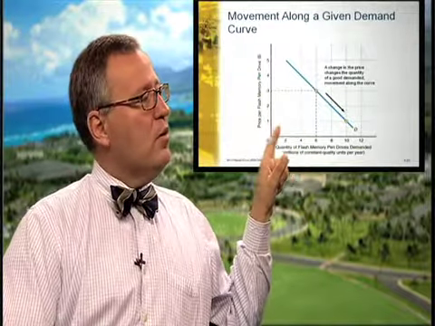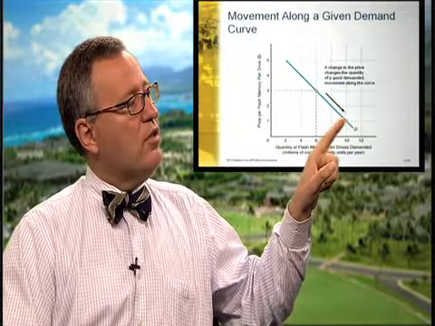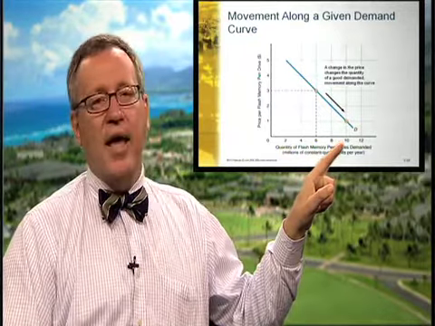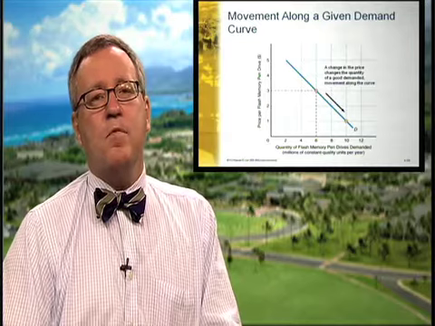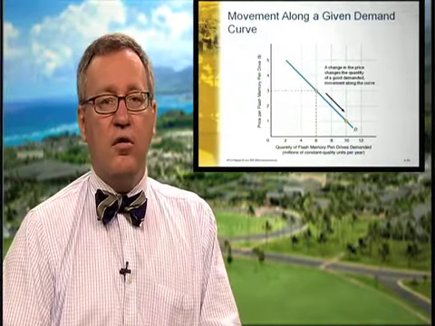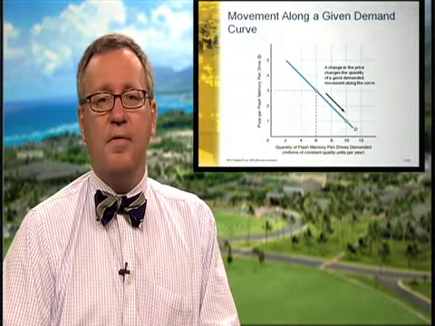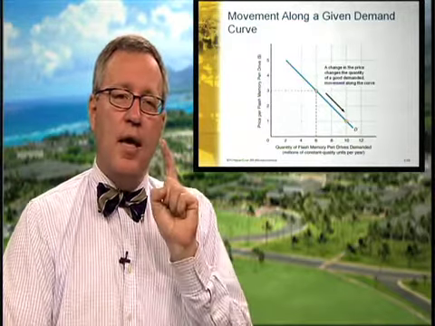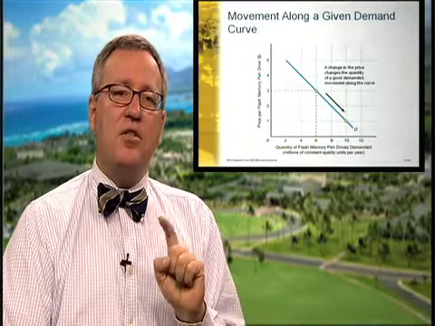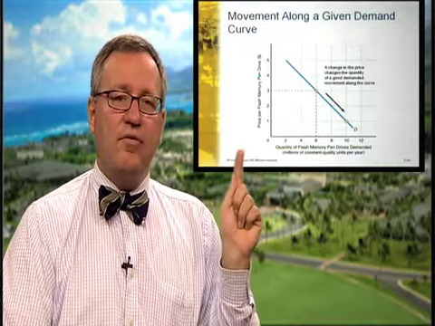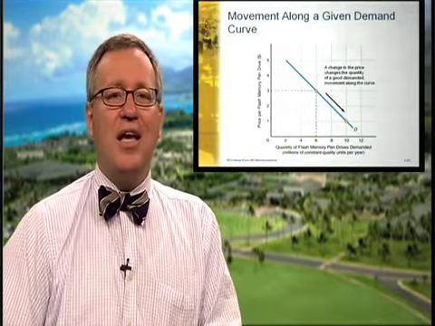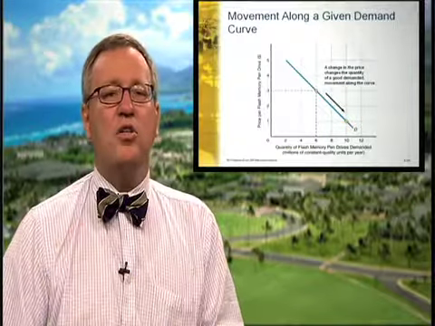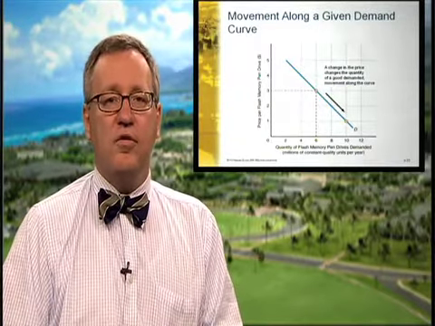Now at $1, what we know is, we go over here to the line, we're going to have 10 million pen drives demanded. Notice we moved along the curve. The curve did not shift. One more time. Anytime we change the price of the good on the graph, we move along the curve. Anytime we change any of the other non-price determinants, we're going to shift the curve.